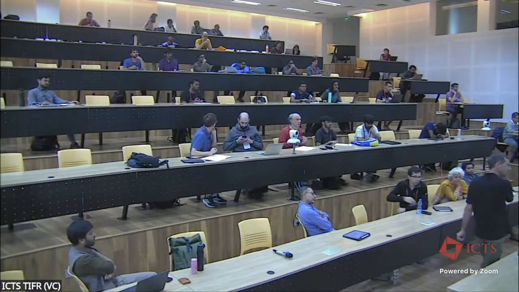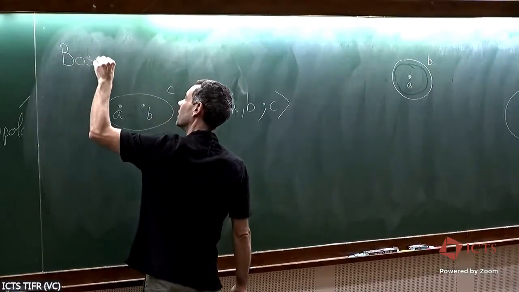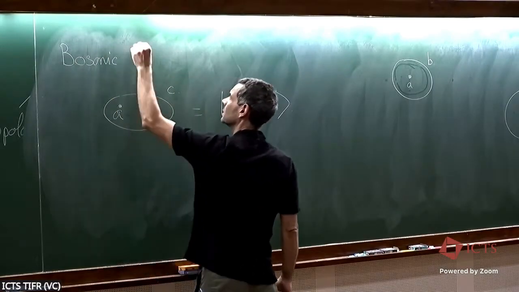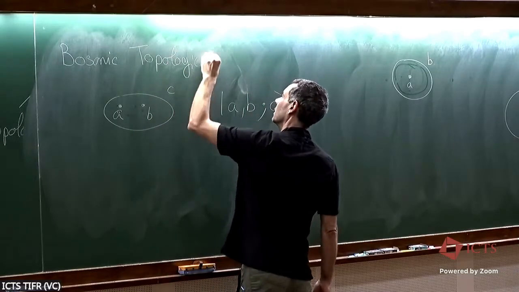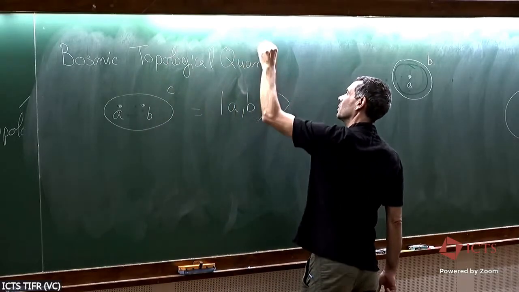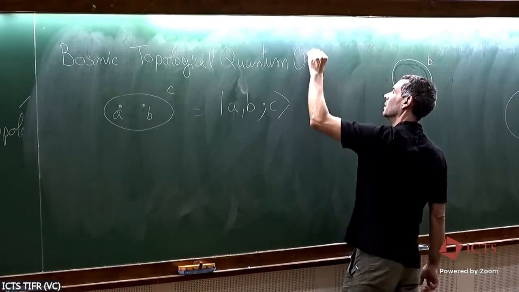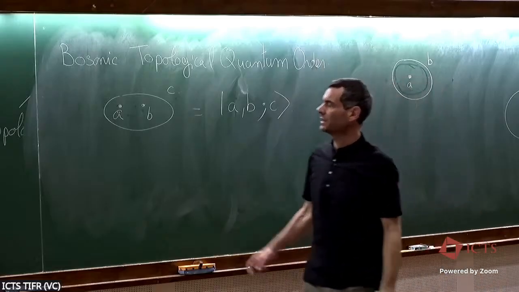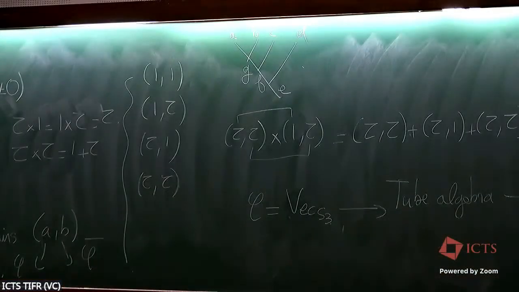Okay, so everything I've said so far concerns what we call bosonic topological quantum models. Essentially, it means that if you think about this anyon theory as emerging from a given microscopic theory, your microscopic degrees of freedom are essentially bosonic.